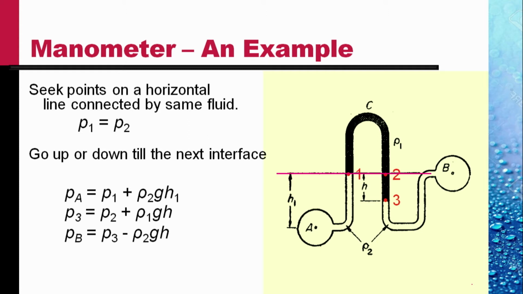Putting it all together, that is, summing these three equations, we get PA minus PB is equal to rho 2 g (h1 minus h) minus rho 1 g h. If we know the heights h and h1 and the densities rho 1 and rho 2, we can calculate the pressure difference PA minus PB.